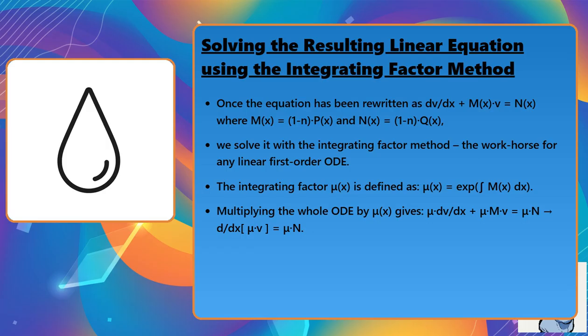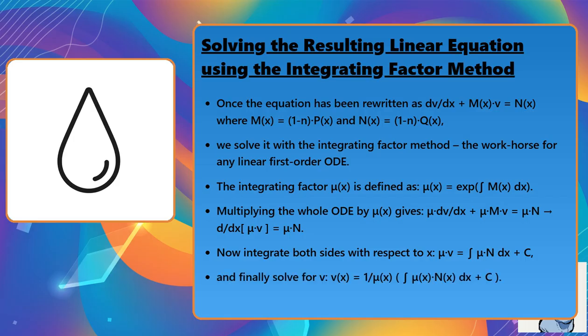Multiplying the whole ODE by mu(x) gives mu times dv/dx plus mu times m times v equals mu times n, which becomes the derivative with respect to x of mu times v equals mu times n. Now integrate both sides with respect to x: mu times v equals the integral of mu times n with respect to x plus c. And finally, solve for v(x) equals 1 over mu(x) times the integral of mu(x) times n(x) with respect to x plus c.